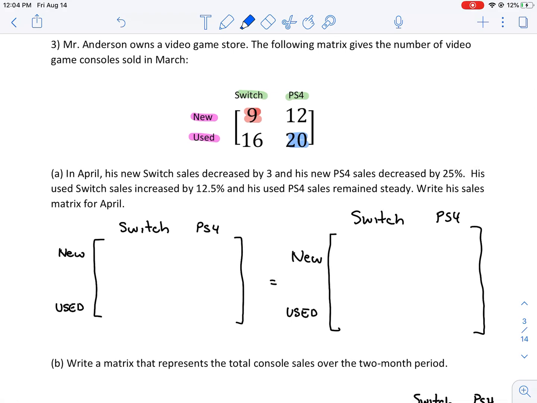In April, his new Switch sales decreased by 3, and his new PS4 sales decreased by 25%. His used Switch sales increased by 12.5%, and his used PS4 sales remained steady. Write his sales matrix for April.